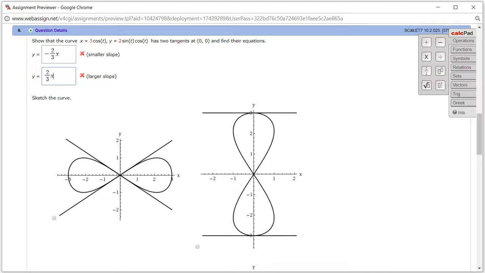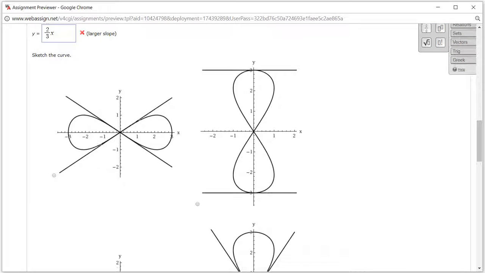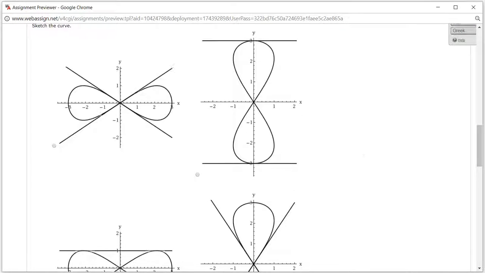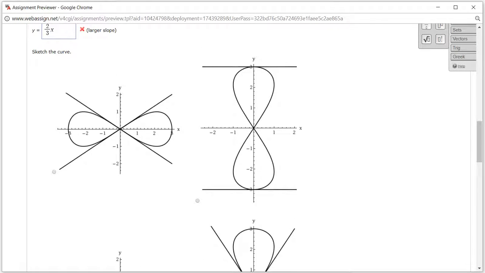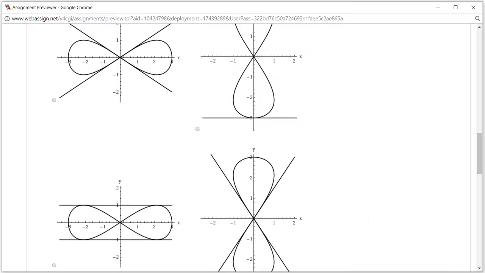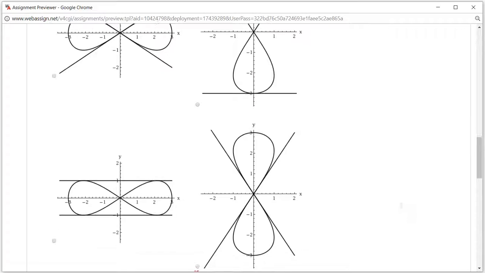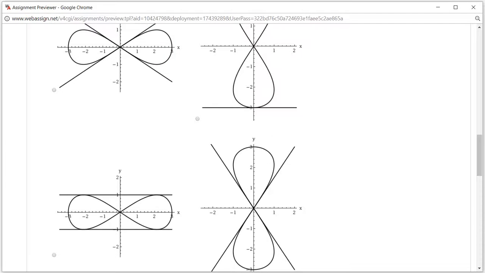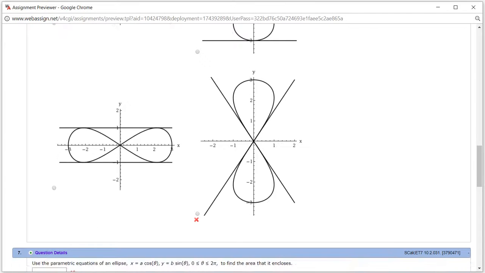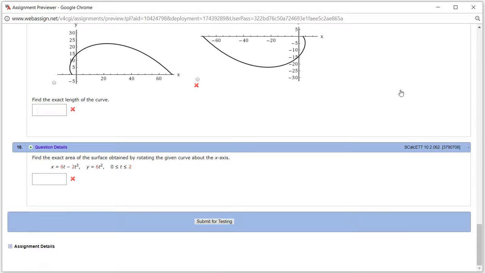So let's look for the picture that has the correct tangent lines. Number 2 is not right, and number 3 is not even going through the origin. So it's going to be either the first one or the second one. This one has a slope bigger than 1, so that's not going to be it. Maybe the first picture is the correct one. So let's submit for testing.